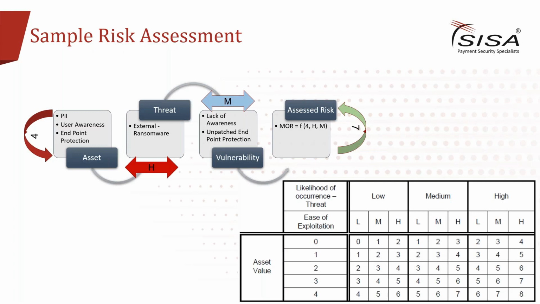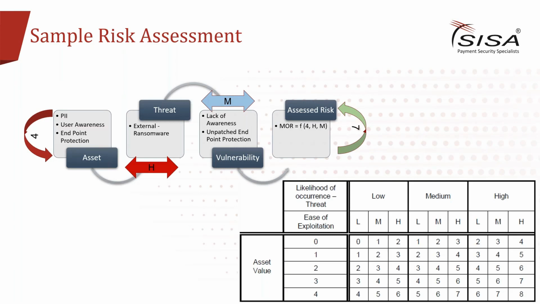The likelihood of occurrence of the threat is the probability of that particular threat exploiting the vulnerability, or the probability of the threat impacting. So it can be low, medium, or high. And then ease of exploitation can again be low, medium, or high. That is the level of vulnerability, the weakness. Based upon this external ransomware, I considered it as high.